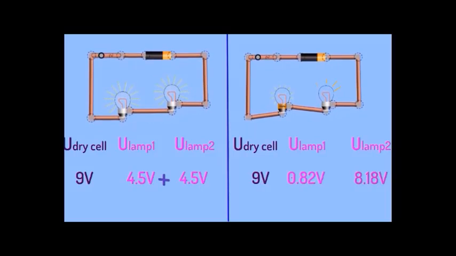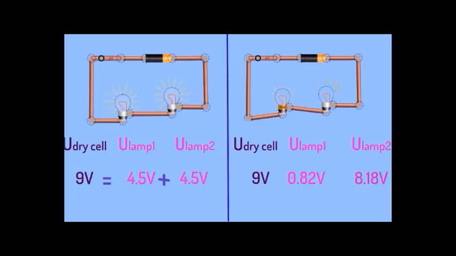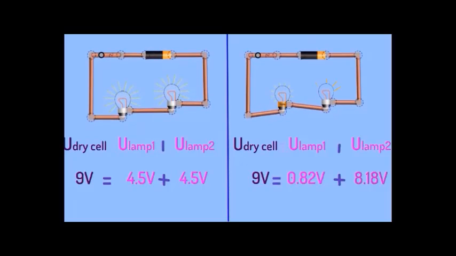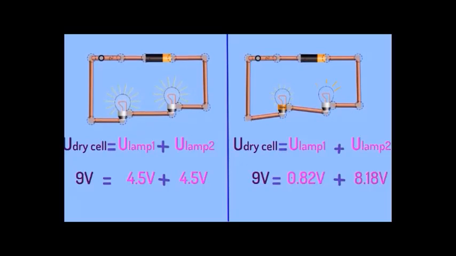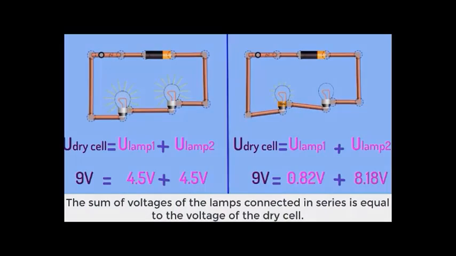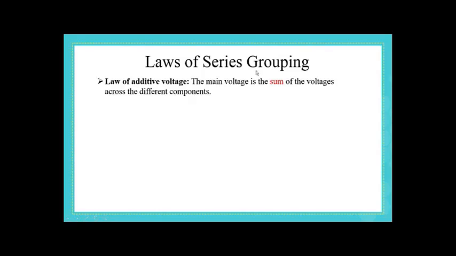4.5 volt plus 4.5 volt gives 9 volt, and 0.82 volt plus 8.18 volt gives 9 volt. So, the sum of the voltages of the lamps that are connected in series is equal to the voltage of the dry cell. So, in brief, in series grouping, the first law to be taken is the law related to voltage. And as you have seen in the video, we have additive voltage, in a way that the main voltage is equal to the sum of the voltages across the different components.